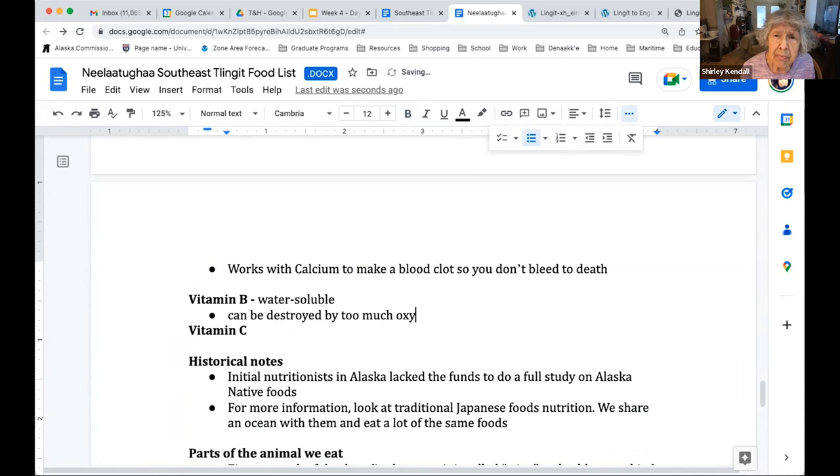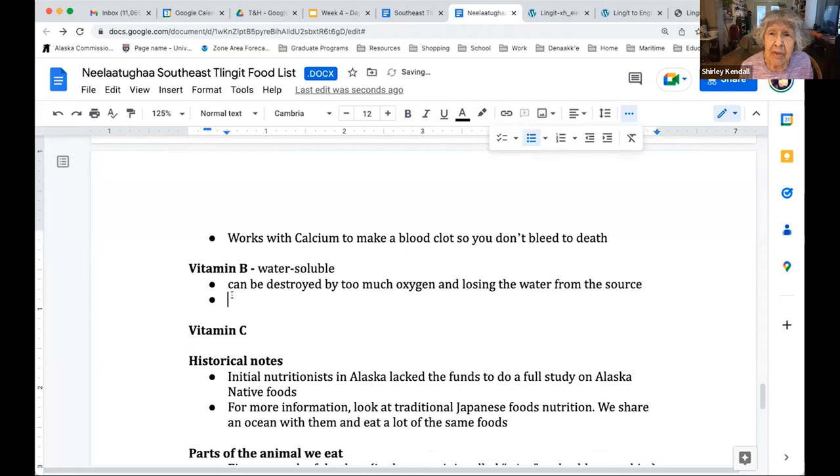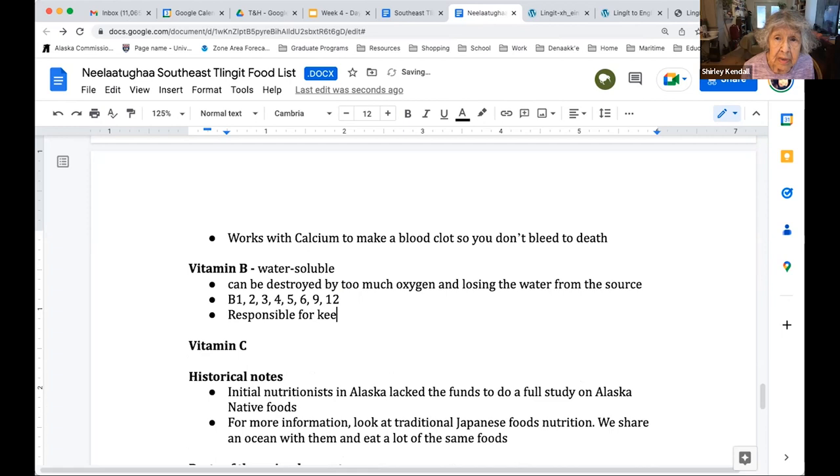So vitamin B, when you start looking at the vitamins in the store, if you look at the complex of vitamins, it's B1, B2, B3, B4, B5, B6, B7, B8, B9, and B12. You have to have all of those vitamins. And what do they do? One of the main things I noticed was that it was responsible for keeping our nerves healthy. That was one of the main things for one of those vitamins.